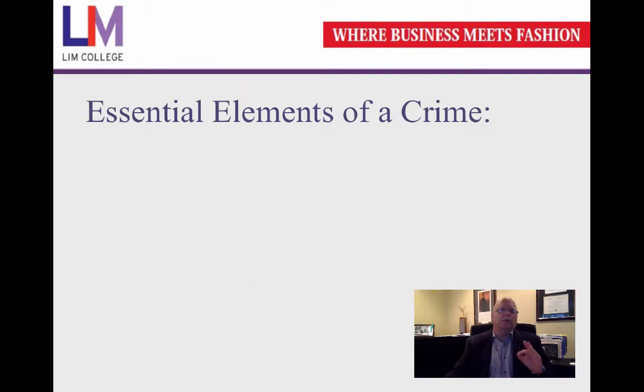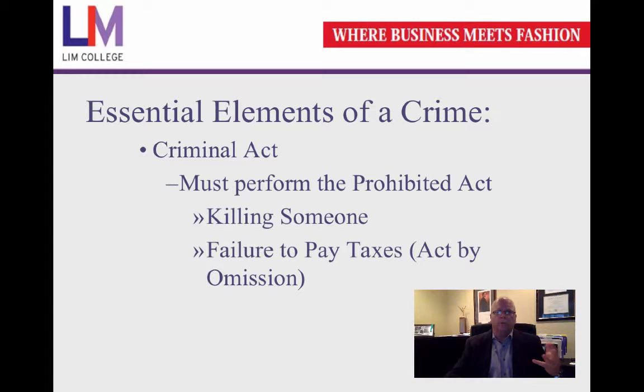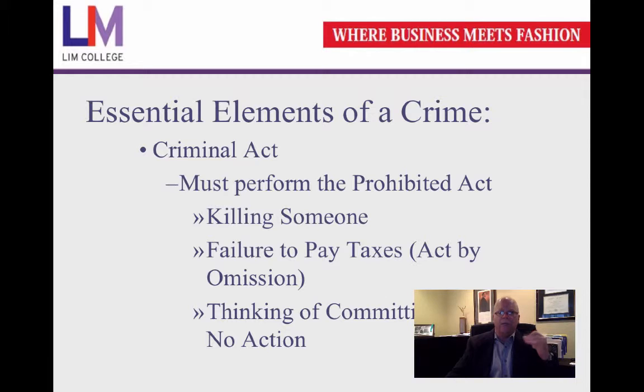Okay. The essential elements of a crime: the criminal act itself. The person who is alleged with the crime must perform the prohibited act. That could be killing somebody, failure to pay taxes, whatever. But they must have performed that prohibited act. Thinking of committing a crime without taking any action towards perpetrating that crime is not a criminal act. Just thinking about it, no. The criminal actor must perform some aspect of that crime.